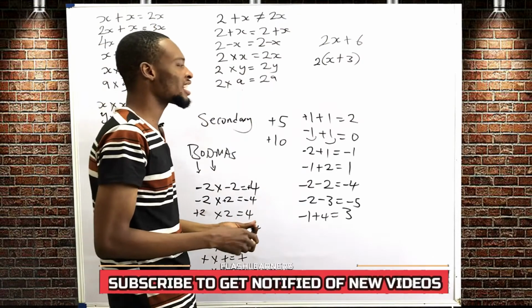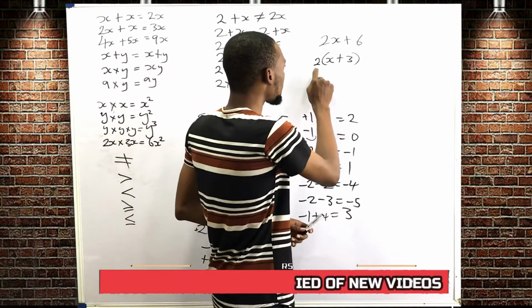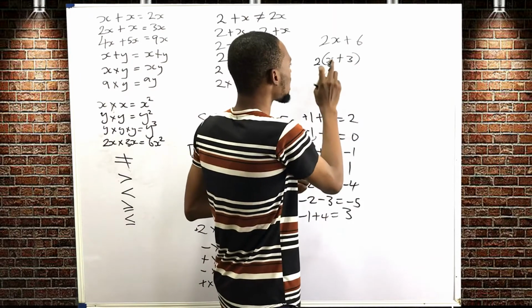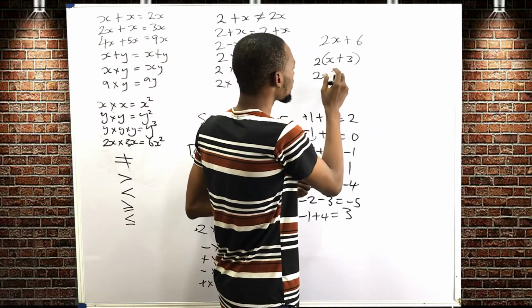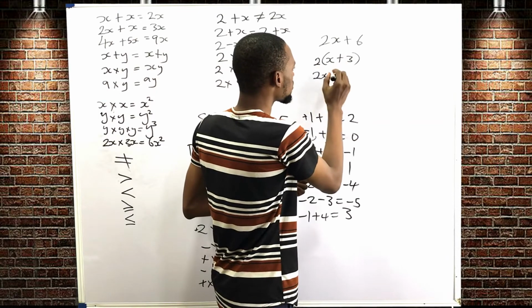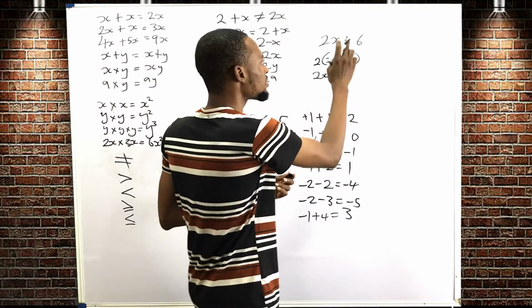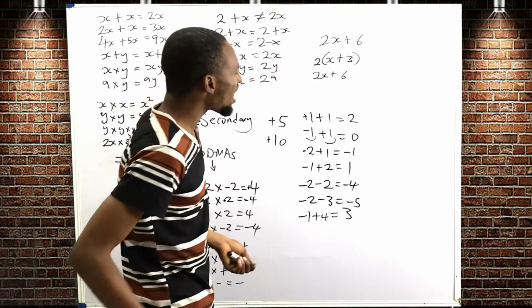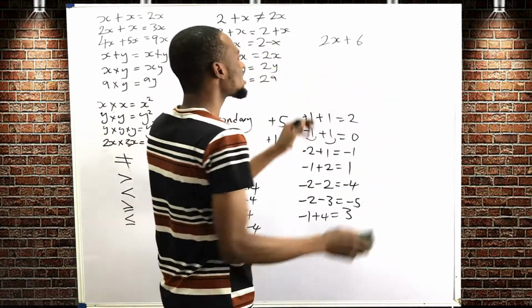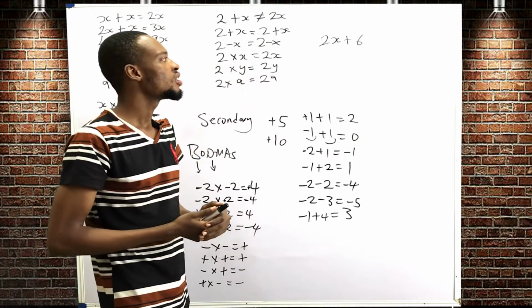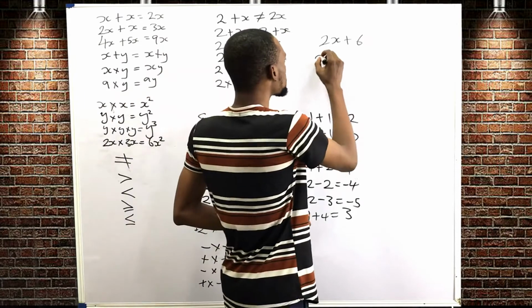And if you are opening bracket, this is how you open bracket. Multiply this by this, then multiply this by this. 2 times s is 2s. This is plus, so plus 2 times 3 is 6. So this is the same thing. However, you cannot look for s in this expression. You can't look for s. That's why this comes in.